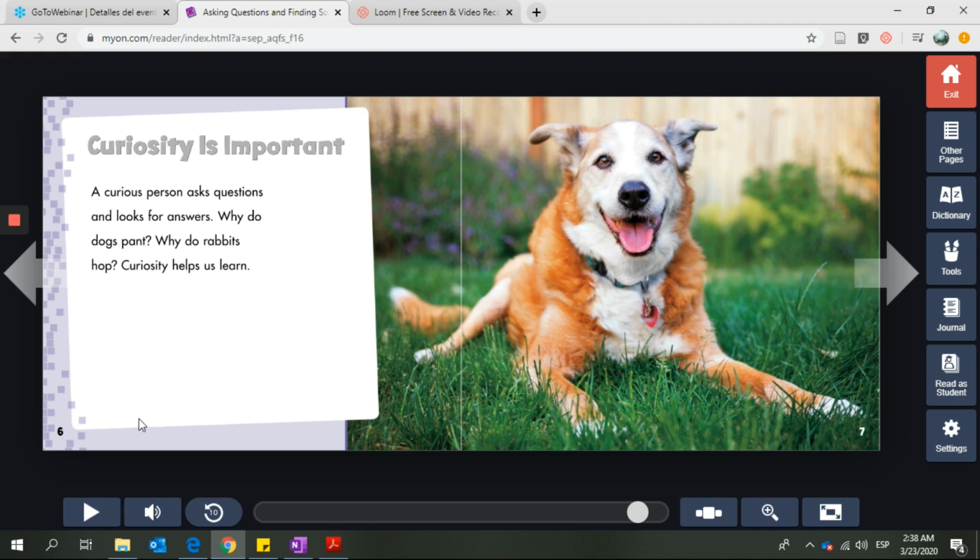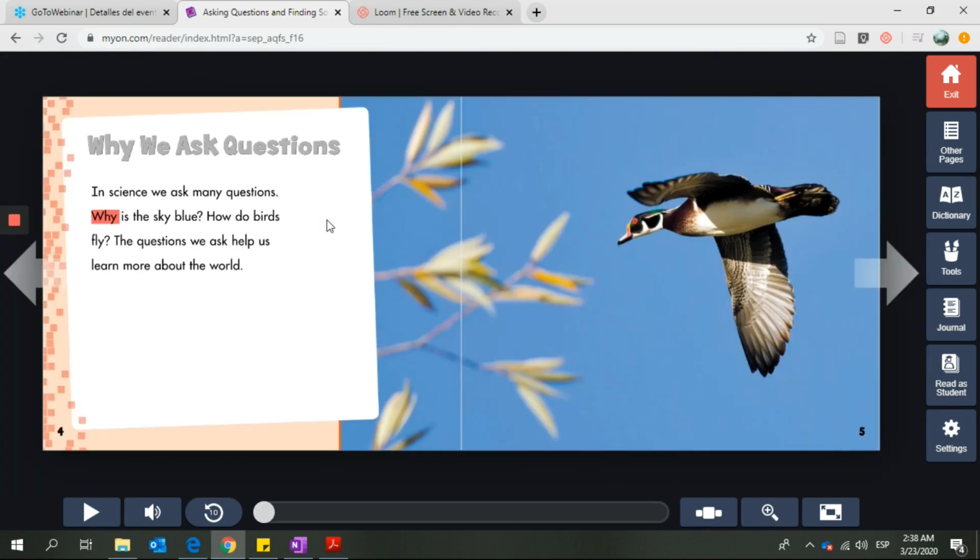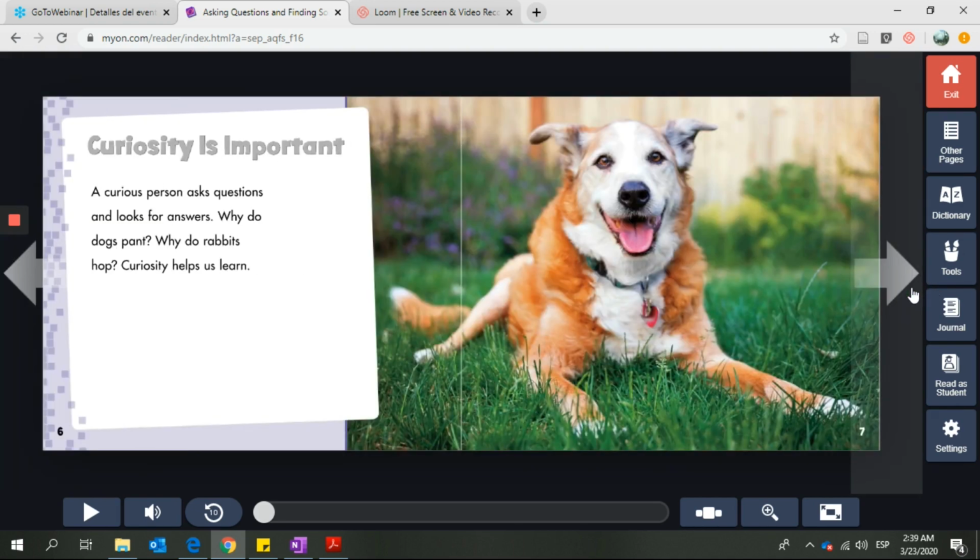Why? Well, because it has the structures that I want my students to learn. And second, because it shows the meaning and it shows the use. Let's go back here, right? Where it says, in science, we ask many questions. It's giving them one possibility of why we use questions with simple present. So this is the perfect book.